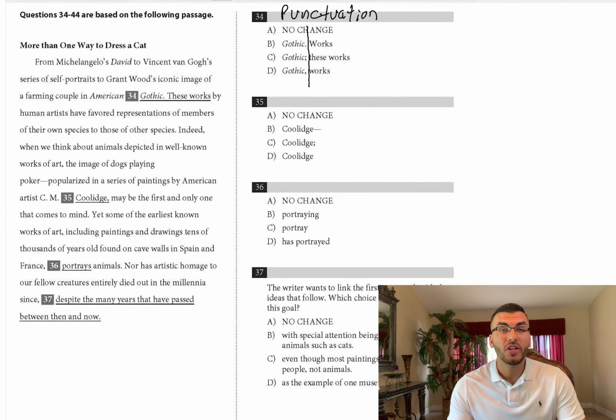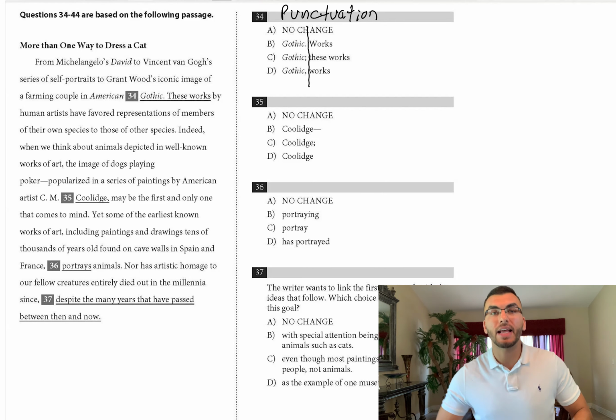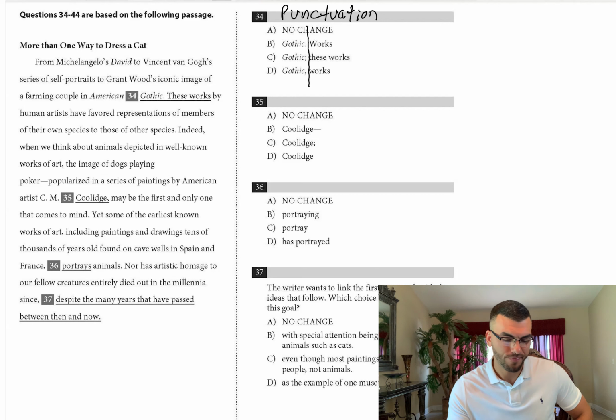Okay, so I want to challenge you to press pause, read the first sentence up until the word Gothic, because that's where we drew our line. Determine if it's complete or incomplete, and then from there, do process of elimination and see if you can come up with the right answer. And then press play and we'll compare notes.